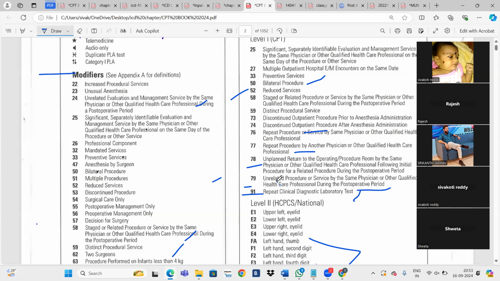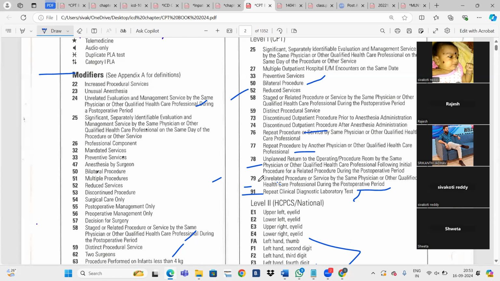Unrelated procedure. The patient was on a surgical package for appendectomy, but during that period the patient had a fracture. So they did fracture work procedures. That was completely unrelated to the surgical package, right? Fracture reduction. Yes, sir. So they need to get payment, no?